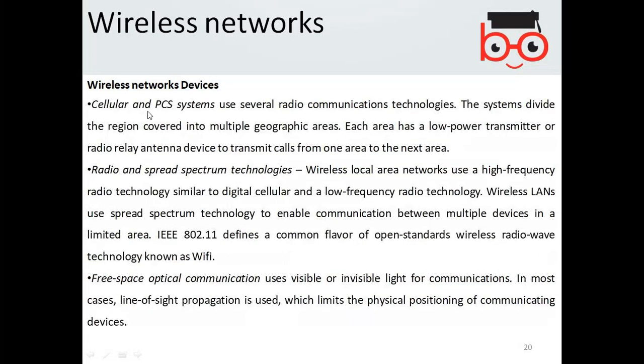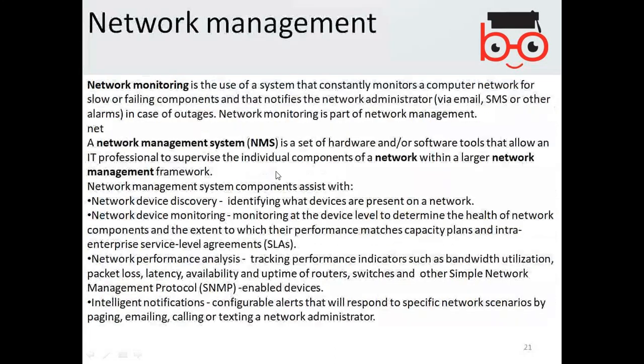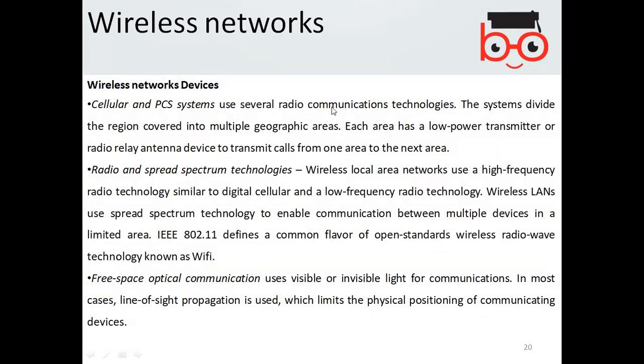Then cellular and PCS systems use several radio communication technologies. The system divides the region covered into multiple geographic areas. Each area has a low power transmitter or radio relay antenna device to relay calls from one antenna to the next antenna. So cellular is a kind of such system. Then radio and spread spectrum technologies, and free space optical communication. Not only these, but there can be more advanced technologies being used nowadays.